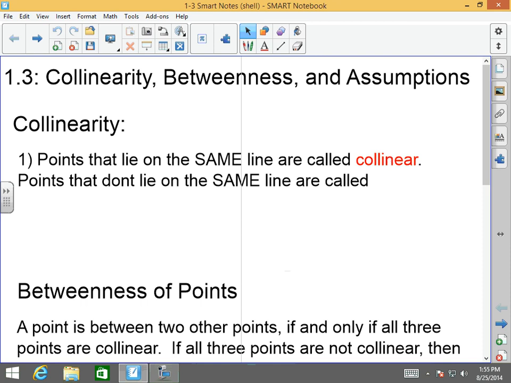Points that do not lie on the same line are called non-collinear. Pretty simple. Collinear, points that are on the same line. If points are not on the same line, they're non-collinear. For example, that is red, just like the red word for collinear. I try to match them up with colors. A, B, and C are all collinear. Pretty simple. Why? Because they're on the same line.